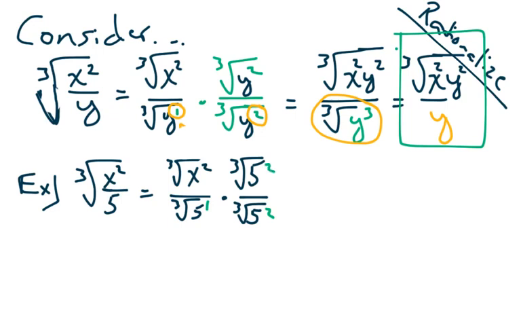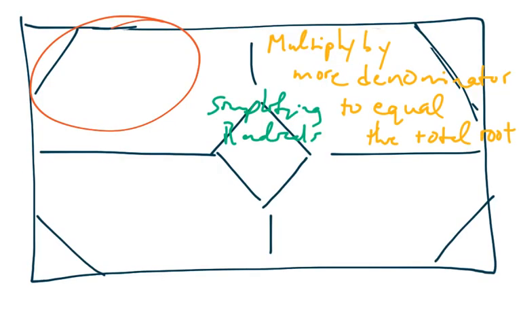Now, something that's happened in these two problems that I'd like to summarize with you, and that is we always want to multiply by more denominator. And the amount that you multiply by needs to come out to equal the total root. So we want to multiply by more denominator so we can equal the total root.